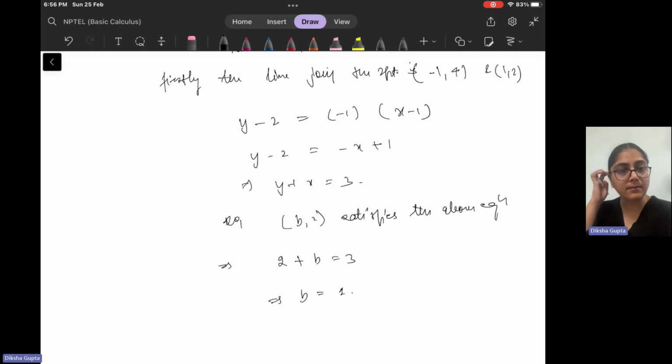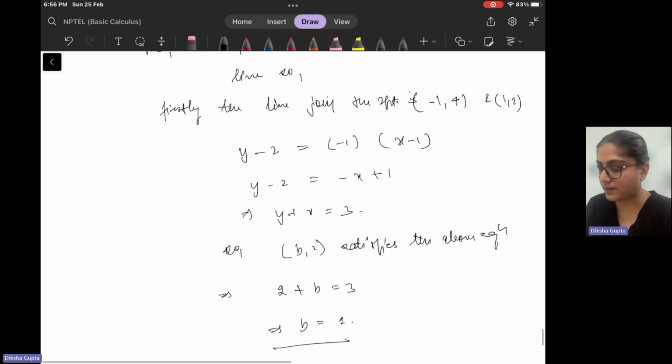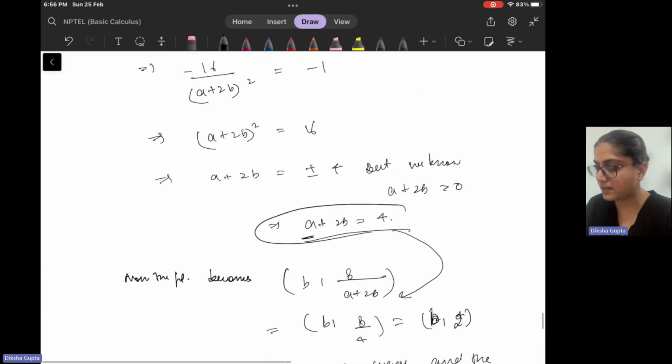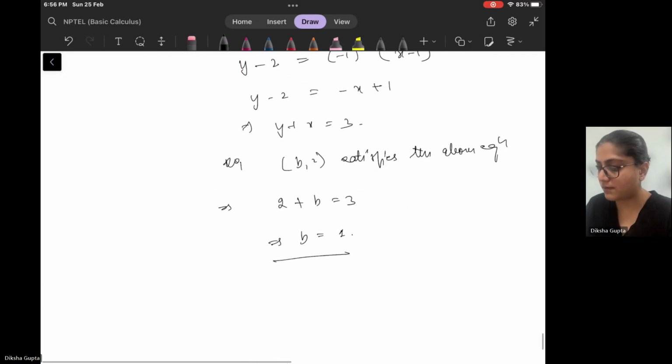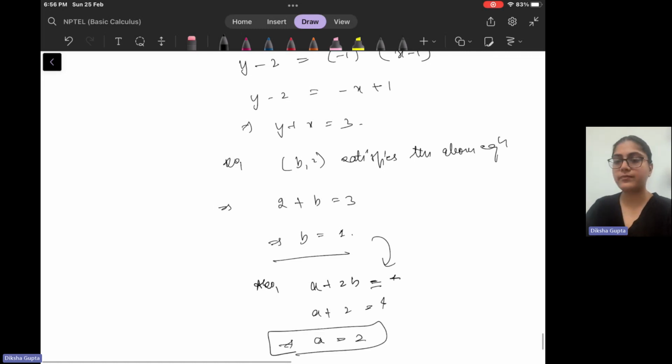So we have found b, but our task was to find a. But we have one more equation in terms of a and b, which is that a plus 2b has to be 4. So just put the value of b: a plus 2 equals 4, which implies a equals 2. So this question has judged all your knowledge about the equation of the line, the derivatives, and the slope of the tangent at a point to the curve.